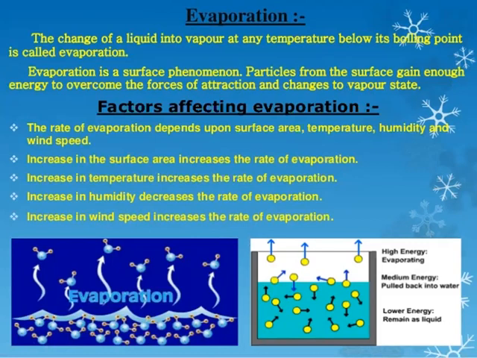There are a few factors which affect the evaporation process. These include surface area, temperature, humidity, and wind speed. Increase in surface area increases the rate of evaporation. Increase in temperature increases the rate of evaporation. Increase in wind speed increases the rate of evaporation, but increase in humidity decreases the rate of evaporation.